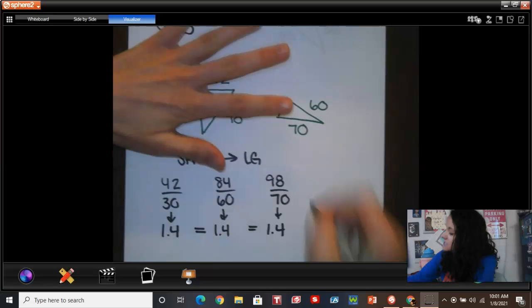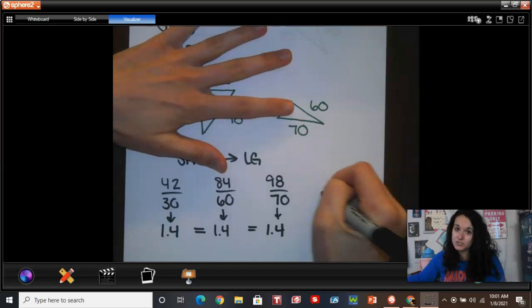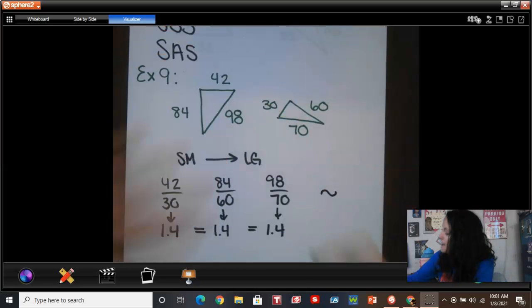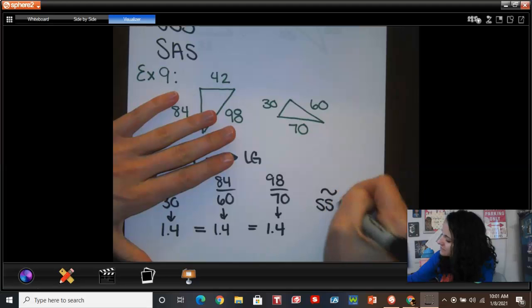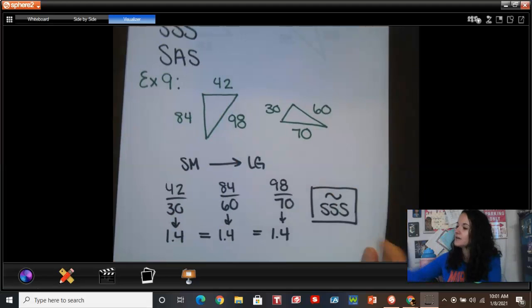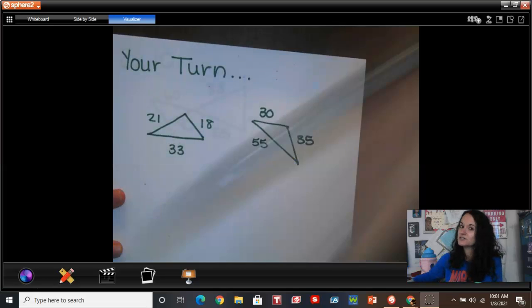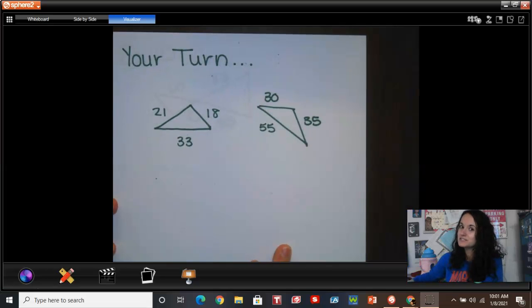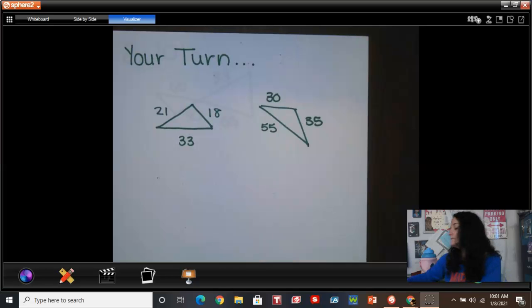That's good news for us. That means that we are similar. Remember the squiggle means similar, by side, side, side. Now it's your turn. This looks a lot like the example I just did, so test it out and see what you get.